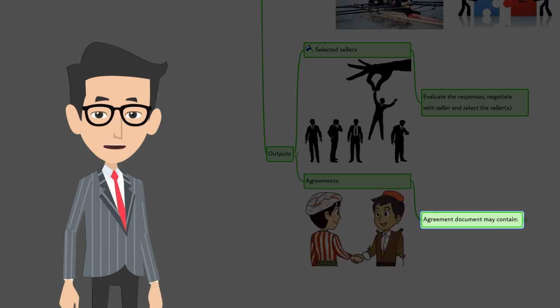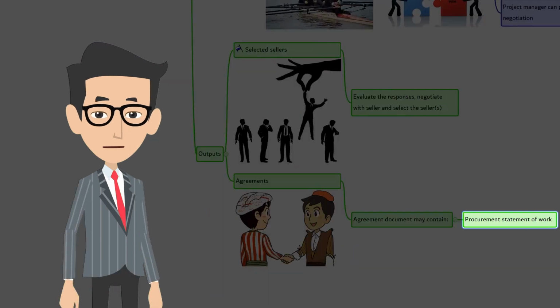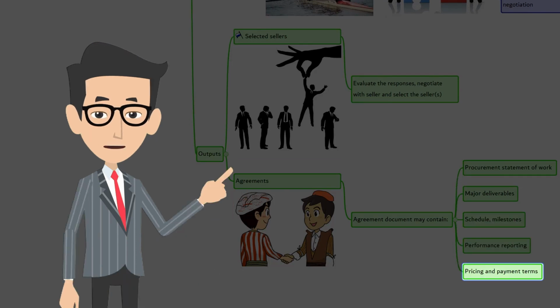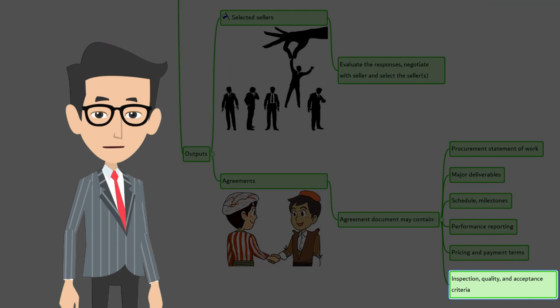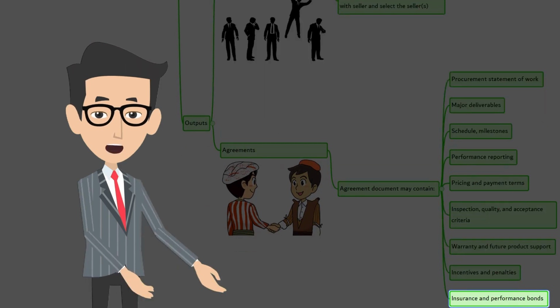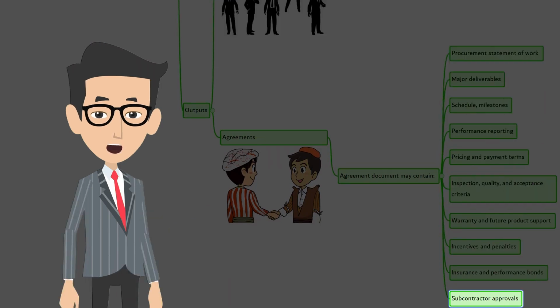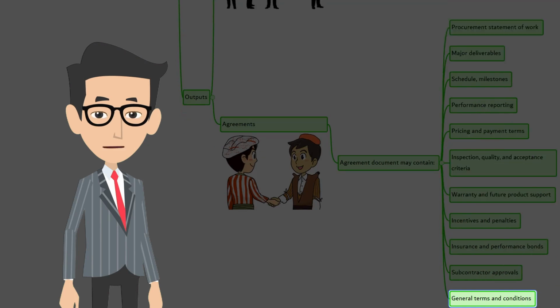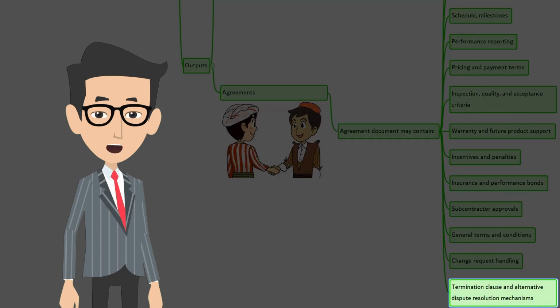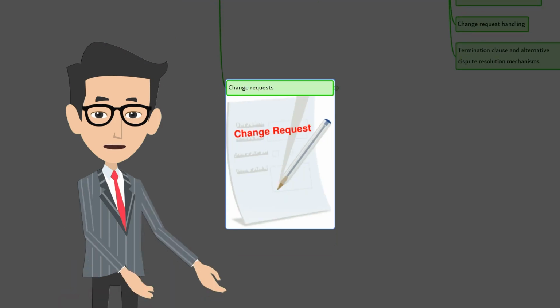As an output of the conduct procurement process, the agreement document will include procurement statement of work, major deliverables, schedule milestones, performance reporting, price and payment terms, inspection, quality and acceptance criteria, warranty and future product support, incentives and penalties, insurance and performance bonds, subordinate subcontractors approval, general terms and conditions, change request handling, and termination clause and alternative dispute resolution mechanism.